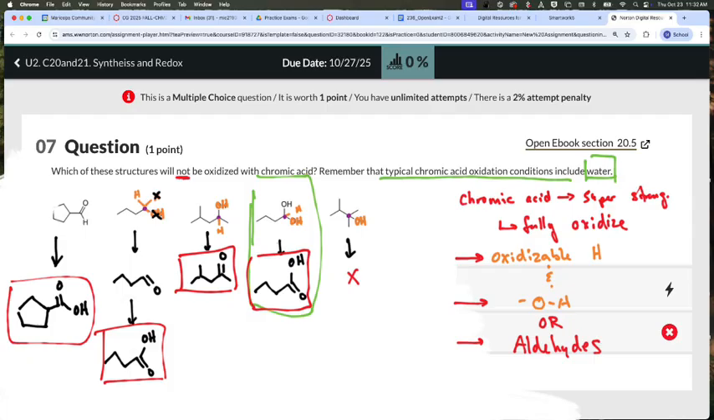Kind of makes sense? And then we could jump to those answers. Again, in this case, it asked for the not. The only one that's the not is the tertiary, and that is because it doesn't have those oxidizable hydrogens. Does that help, Megan? Yeah. Other questions on that one, or we can move on?